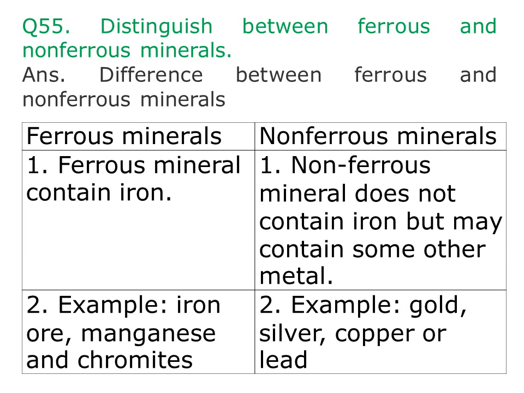Distinguish between ferrous and non-ferrous minerals. Ferrous minerals contain iron. For example, iron ore, manganese and chromite. Non-ferrous minerals do not contain iron but may contain some other metal. Example, gold, silver, copper or lead.